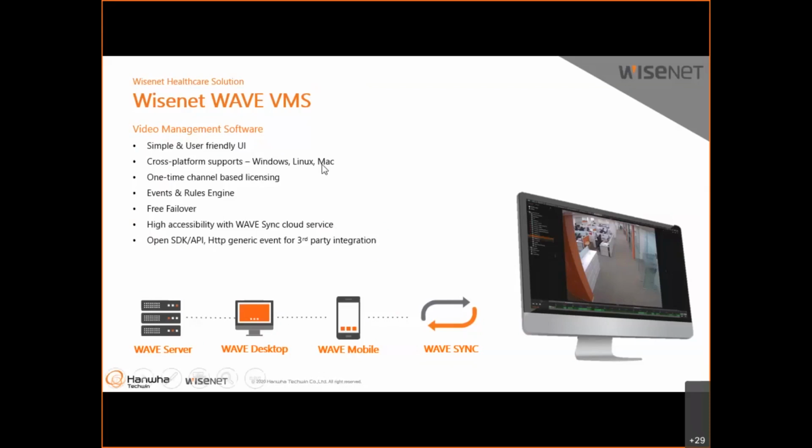It also supports cross-platform clients like Windows, Linux, and Mac. For Windows and Linux, you can use it as a server and client, but for Mac, you can use it only as a client. The license is only one-time and channel based. You buy one license per channel, and then you don't have to pay anything. It supports strong event and rule engines, and the failover feature is free, so you don't have to put in any other license. If you have more than 2 servers, you can enable failover for reliability.